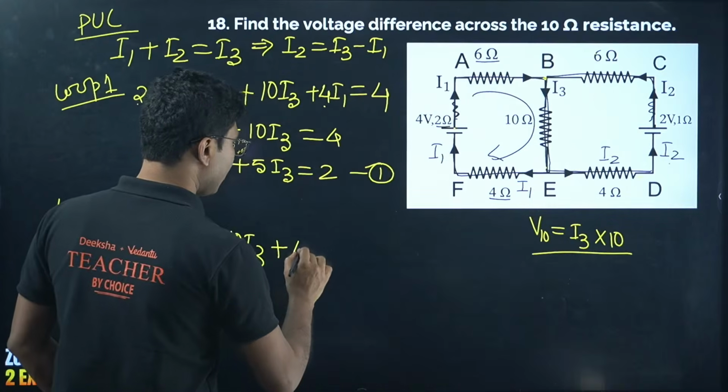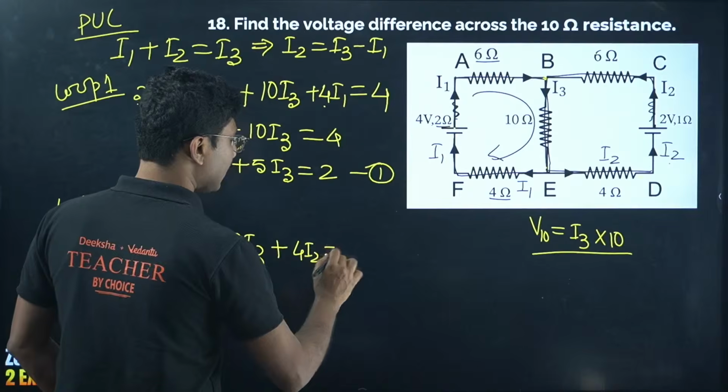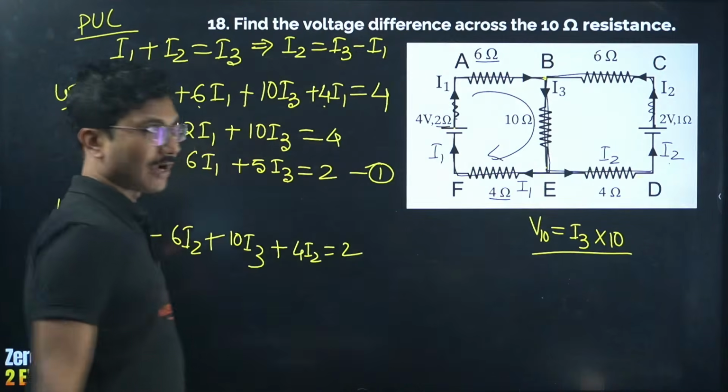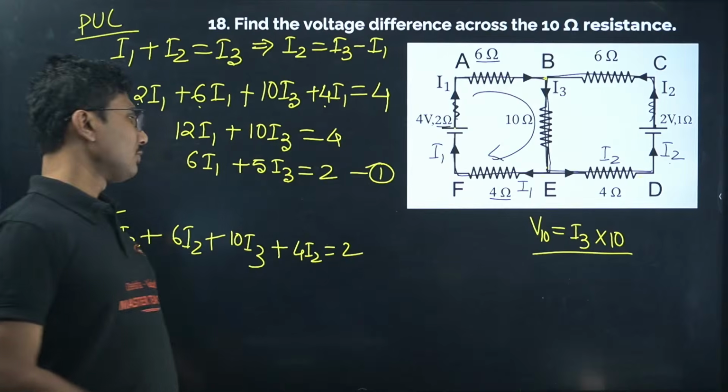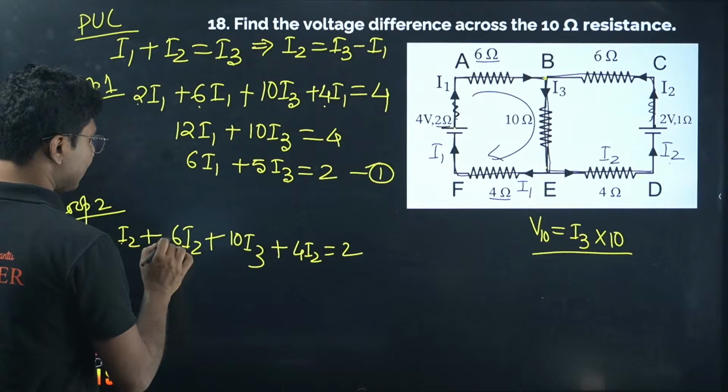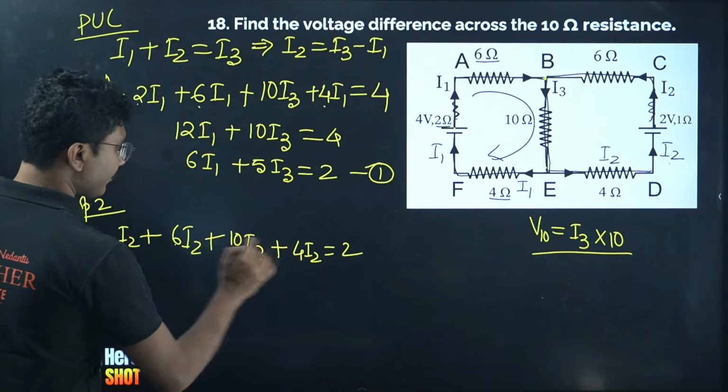Do not worry about the sign. If the direction is opposite, the final result will show it. The final result can be positive or negative, so don't worry about the sign. Now add I2 plus 6, that is 7. 7 plus 4 is 11.